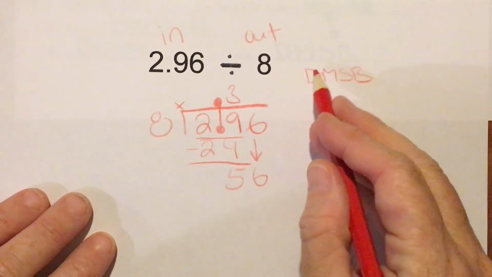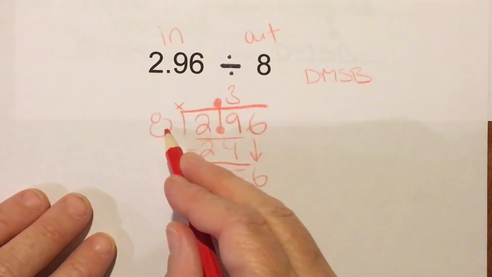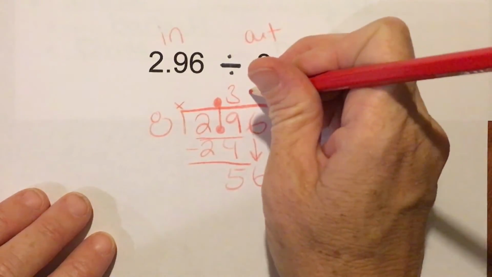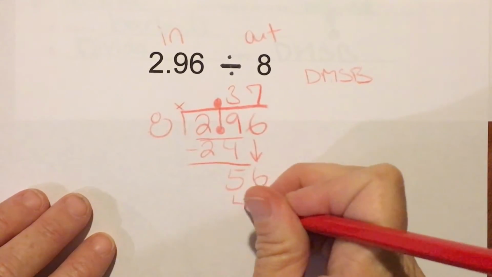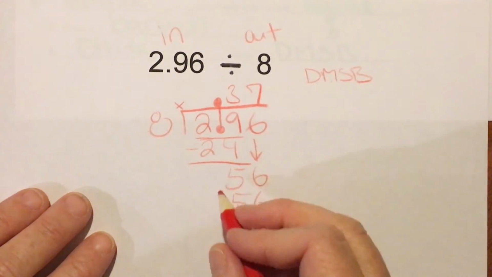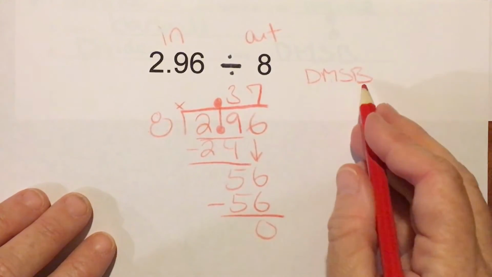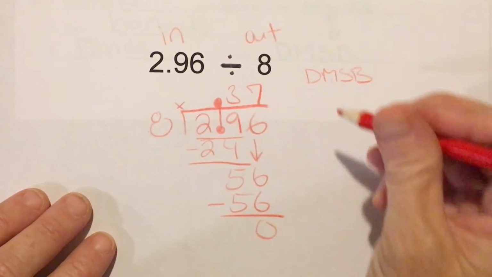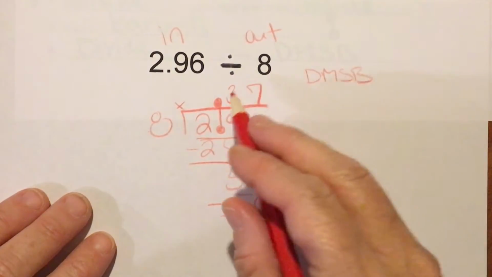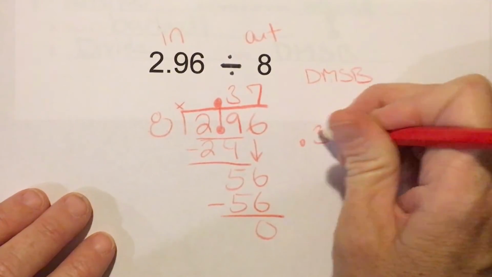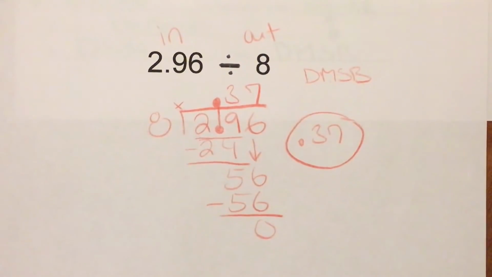And I'm not done, so I'm going to go back to the beginning. I'm going to divide again. 8 can fit into 56 7 times. I'm going to multiply. 7 times 8 is 56. I'm going to subtract, and I get 0. And there's nothing to bring down. More importantly, I can't stop because this last digit has a number on top. So here's my quotient, or my answer. Right there, 37 hundredths. If you notice, it's not very different than just regular division. There's just a little bit of decimal work.